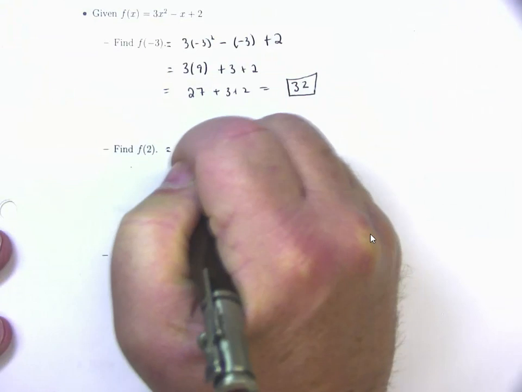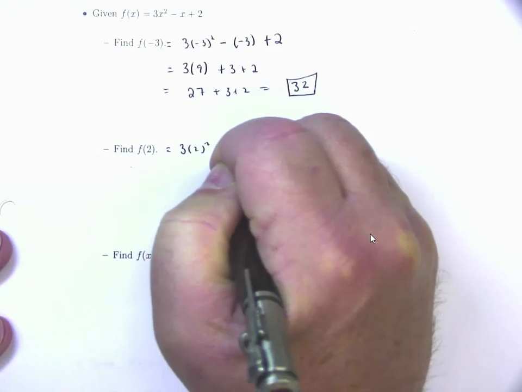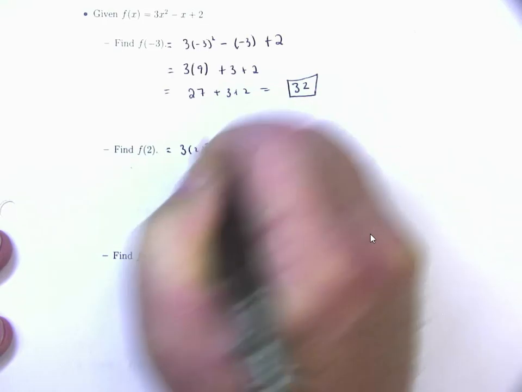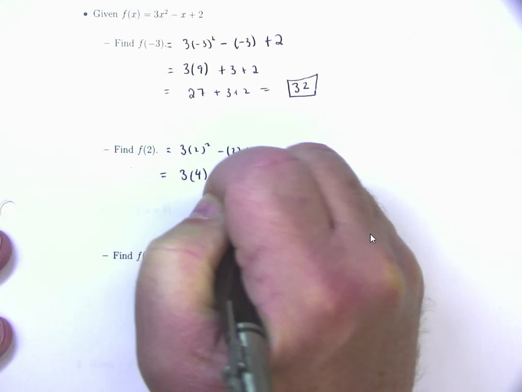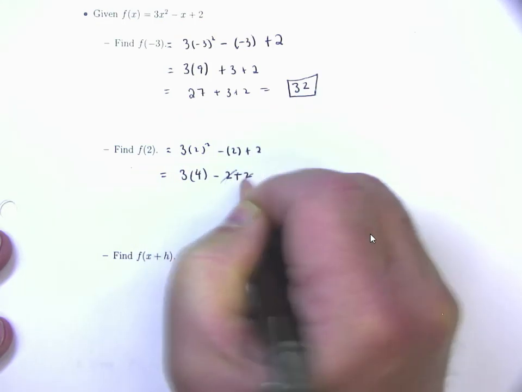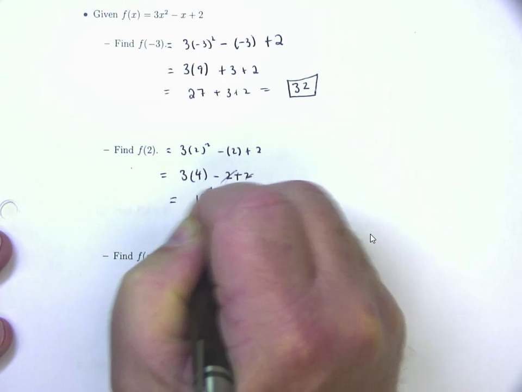All right, f of 2, you got it, plug in 2. So this would be 3 times 2 squared minus 2 plus 2. That'll be 3 times, 2 squared is 4, minus 2 plus 2. That pretty much cancels, and 3 times 4 is 12.